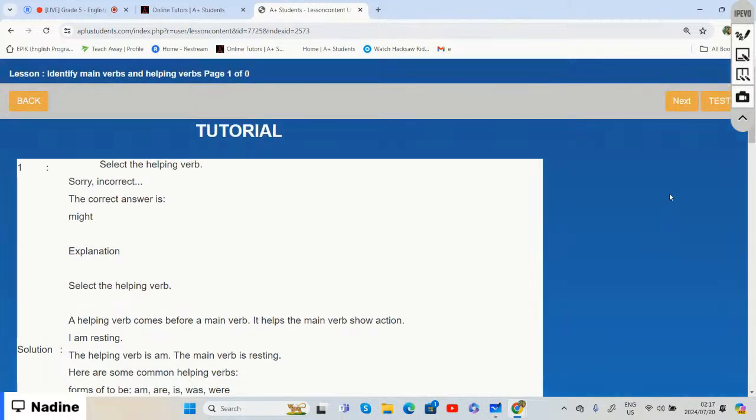All right. So when it comes to helping verbs, right? Remember helping verbs, like we said, help and assist the main verb, because we cannot just say I resting, I eating, right? Because grammatically it doesn't sound right. So now we put a helping verb to come and assist the main verb.